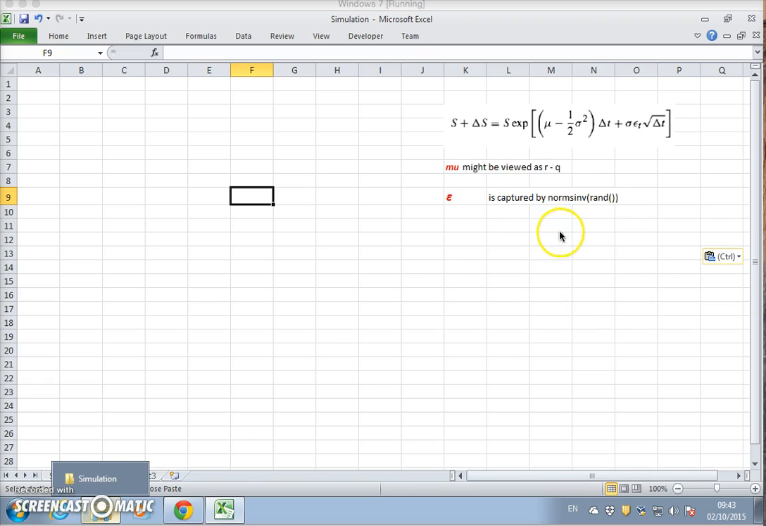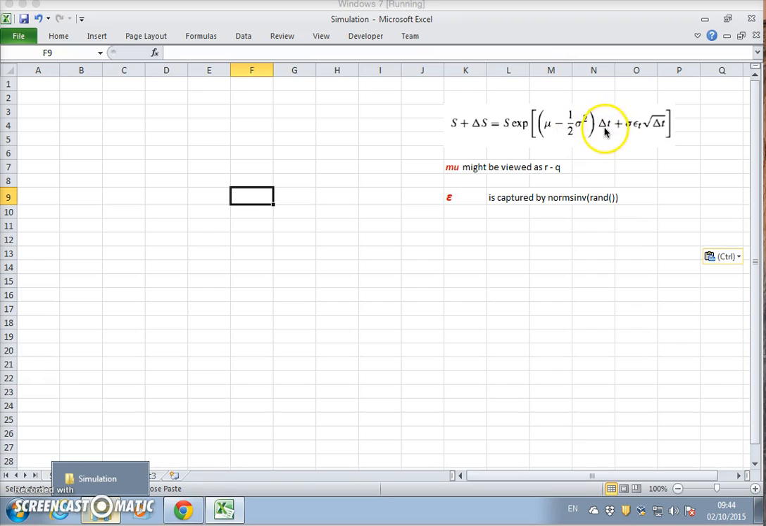Now we could relate this back to the Black-Scholes model and take some of the terms in this geometric process, or lognormal process, and look at them in terms of the Black-Scholes model. Mu here could be viewed as the difference between the risk-free rate and the dividend yield. The volatility figure could be thought of in terms of the Black-Scholes volatility.